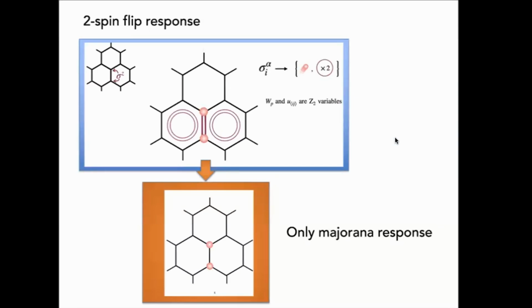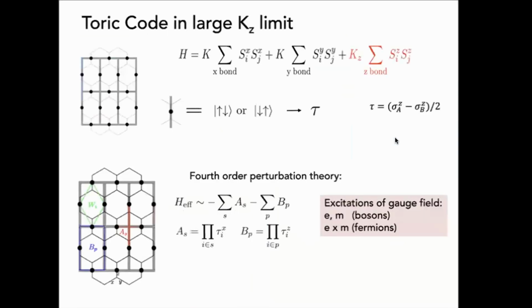But this gauge theory is a Z2 gauge theory. So two fluxes is equivalent to zero flux. So by doing two spin flips, I've managed to erase the effect of one of the degrees of freedom and now only have the Majoranas contributing. So in a similar way, in other Heisenberg problems, where you create strings, and that's why you get broad responses, by doing two of them, the string gets erased. So that's the main idea.